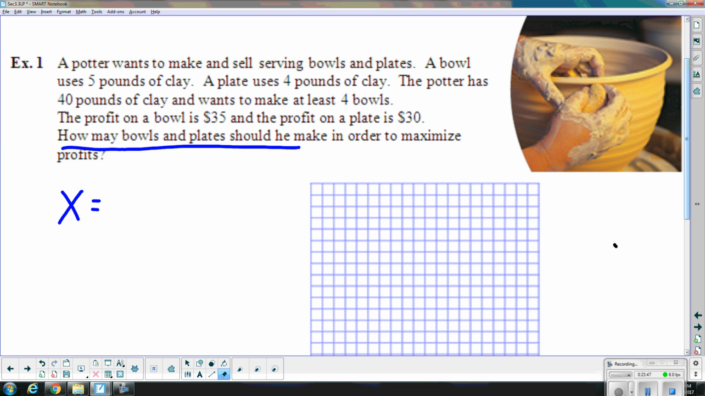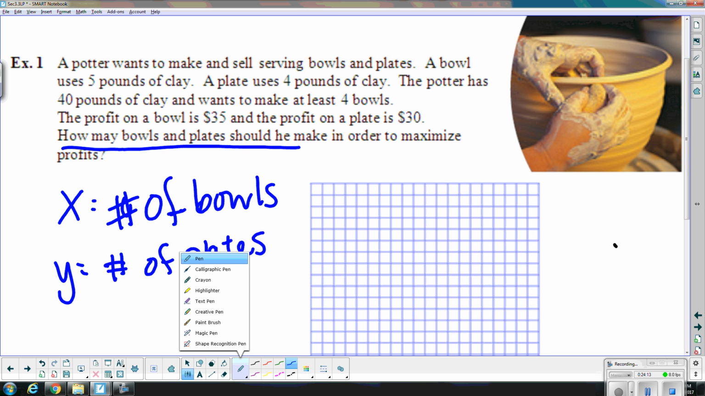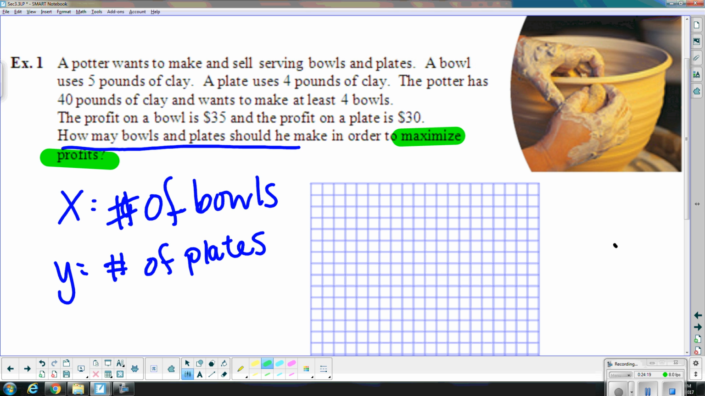So we're going to use our x value as the number of bowls. And our y value is the number of plates. Now the second part is that he's wondering how much he has to make of each in order to maximize profits. So that tells us that our objective equation deals with money.